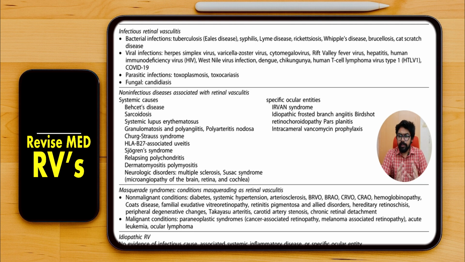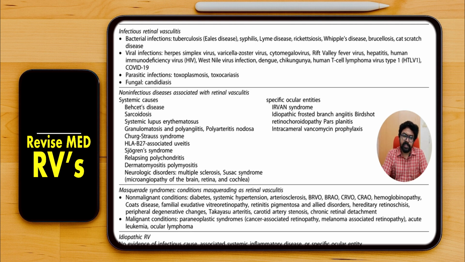So in any retinal vasculitis, you have to rule out infection first. Infections include bacterial infections such as tuberculosis and syphilis, which should be ruled out in India, and other rare causes such as brucellosis and Whipple disease can cause retinal vasculitis. Viral infections are most common, especially HSV, varicella zoster virus, and cytomegalovirus. These can cause acute retinal necrosis.